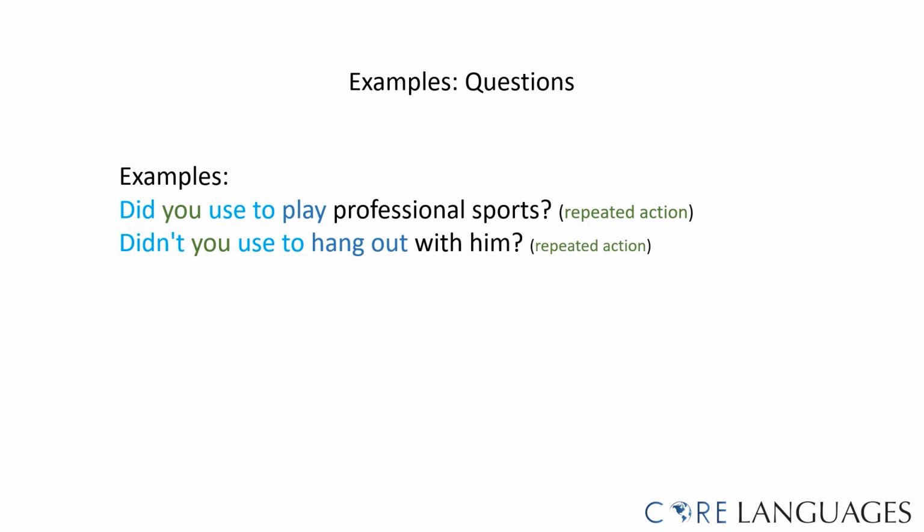Didn't you use to hang out with him? This question asks whether hanging out with him was a repeated action in the past. Again, notice how the verb use does not end on the letter D because we started the question with didn't.